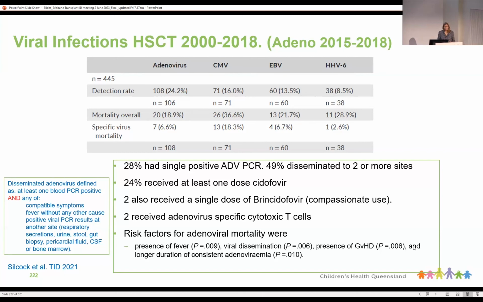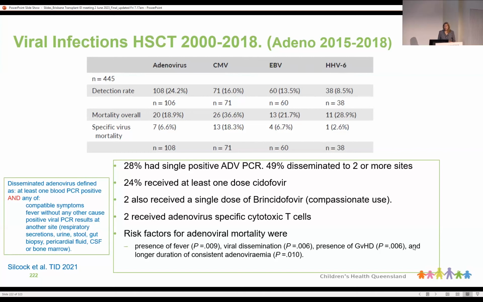About half the patients will reactivate, and only half of those will reactivate and disseminate, so half of them won't. And only about a quarter of them had one single positive adenovirus. So it's very important to make sure that you're doing serial adenoviral testing, which we all would do. We gave some cidofovir. We had a couple of patients that got some brincidofovir as compassionate use, and 2 patients had some adenoviral specific T cells.